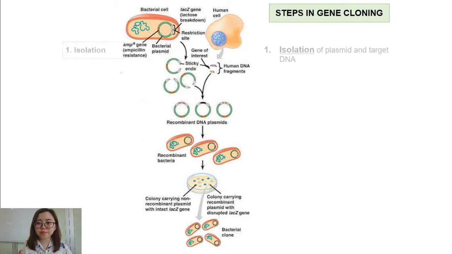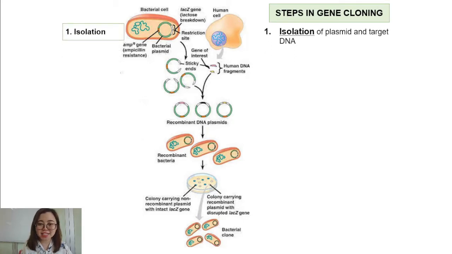The first step of gene cloning is isolation. Isolation means mengeluarkan, mengasingkan. We are going to do the isolation of plasmid and target DNA. Plasmid yang kita gunakan adalah plasmid yang kita belajar dalam 8.1, yaitu pUC18. Dan target DNA yang kita akan gunakan adalah insulin. So we're going to use human insulin as our target DNA. So once we isolate them, we can go on to the second step.